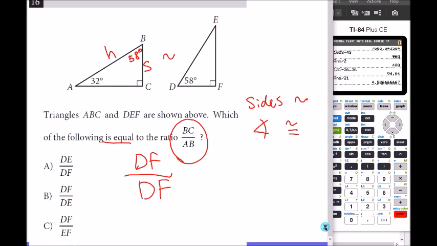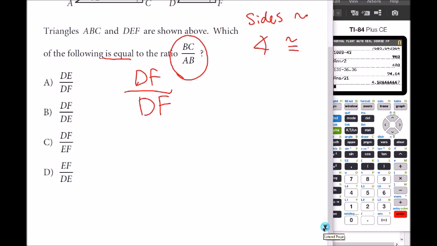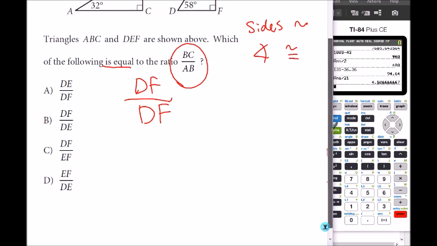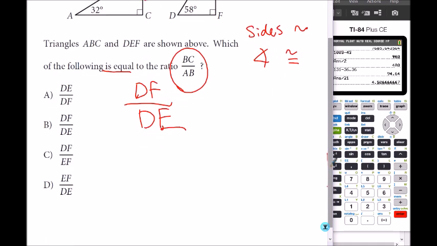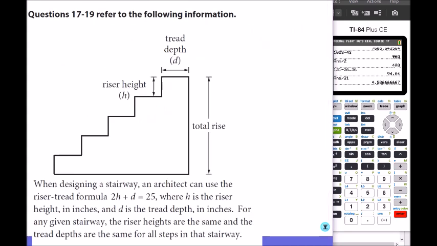So DF over DE. DF over the hypotenuse DE is the same ratio, proportional.